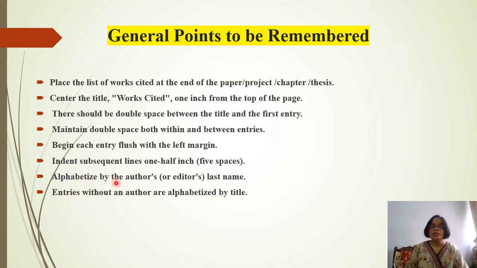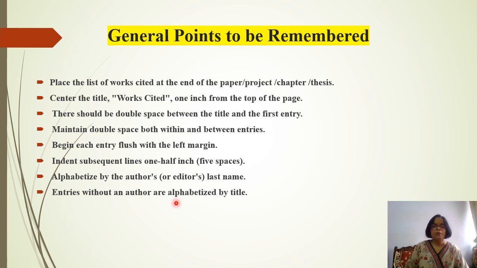Then alphabetize by the author's or editor's last name. So we have to put the last name of the author first, and we have to give all the entries in alphabetical order. Then entries without an author are alphabetized by title. There are certain entries for which we do not have an author or the name of the author is missing. In those cases, the title can be used, and if we use such an entry, it is also going to be placed alphabetically.